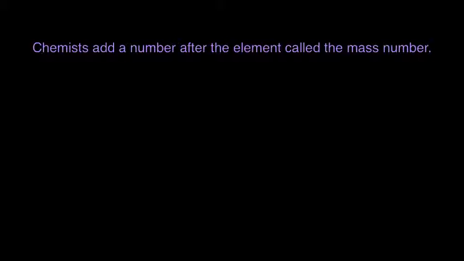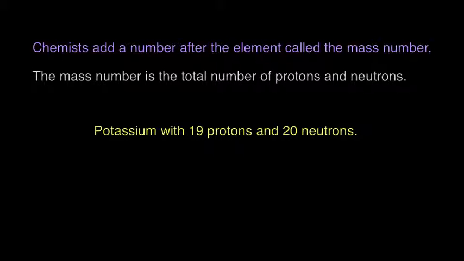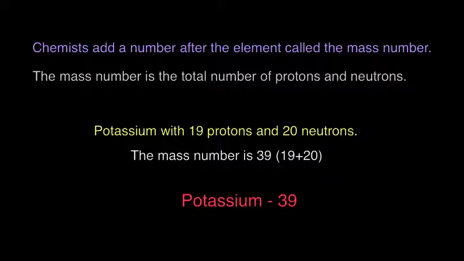To make it easier to identify these different isotopes, chemists add a number after the element's name, and we call that the mass number, where your mass number is the number of protons plus the number of neutrons in a nucleus. So for example, if I have my potassium isotope that has 19 protons and 20 neutrons, my mass number is 39. And we call it potassium 39.